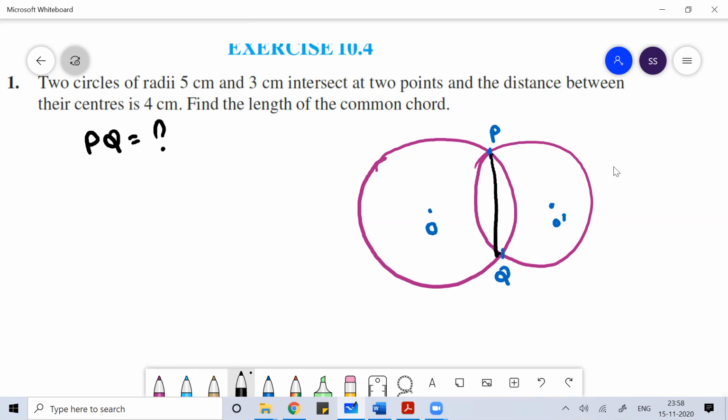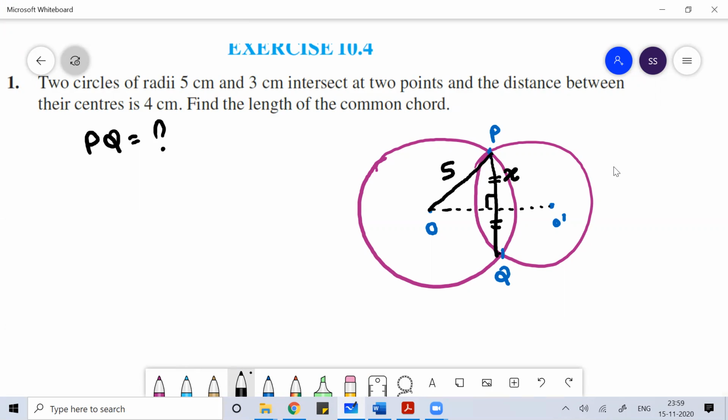So here, suppose I draw a perpendicular line. If this is a perpendicular line, then it will bisect the chord. So this is 5, this is 5. This is X. And you know that a perpendicular line from the center bisects the chord.